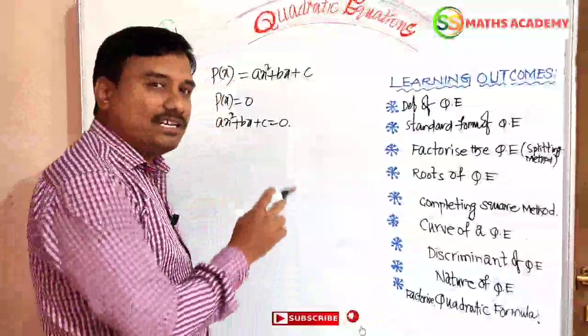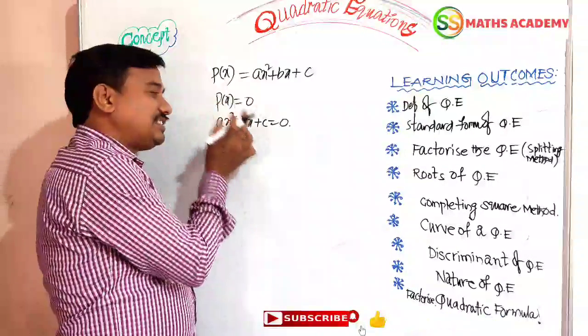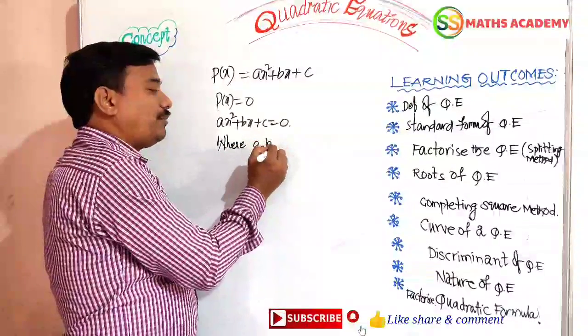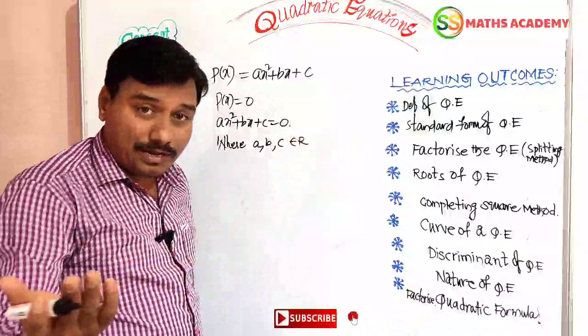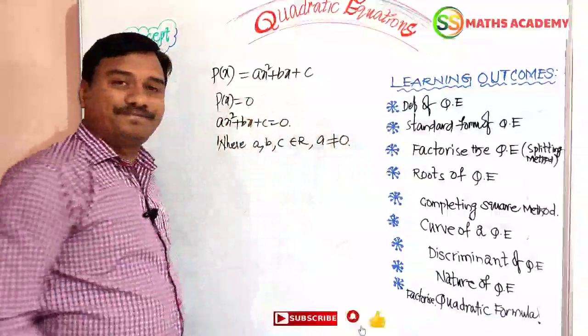What is the standard form of a quadratic equation? Nothing but ax square plus bx plus c equals 0, where a, b, c belong to real numbers and the compulsory important point is a is not equal to 0.